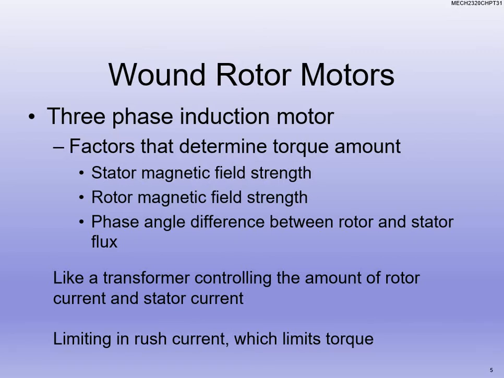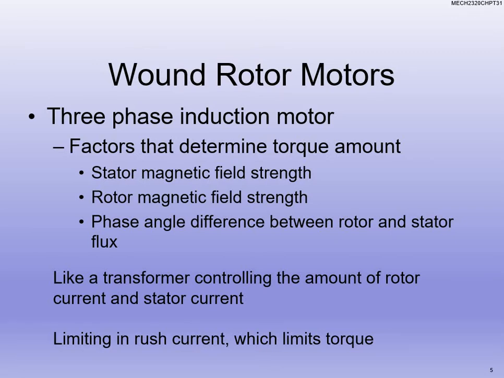The main factors here, as with the induction motor, are what? The stator magnetic field strength, that's important, the rotor magnetic field strength, and then the phase angle. That's the difference between the rotor and the stator flux. Remember, we're talking about magnetic field strength here. Those are what's really going to determine the amount of torque that we have. But remember, we're controlling the magnetic field with resistance and the amount of current that's allowed to flow through the windings. So it all goes hand in hand, but we're controlling that current with the variable resistors, so we can control the difference in the magnetic field strength.